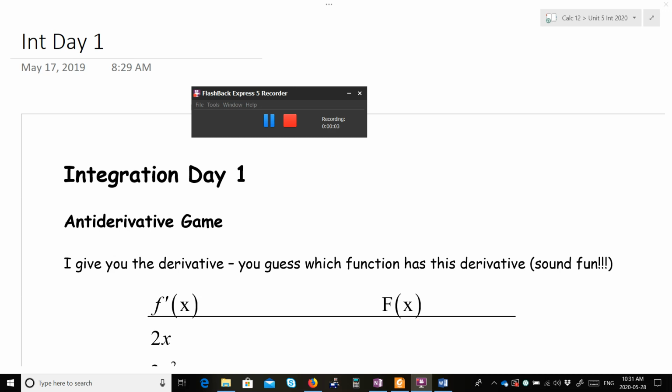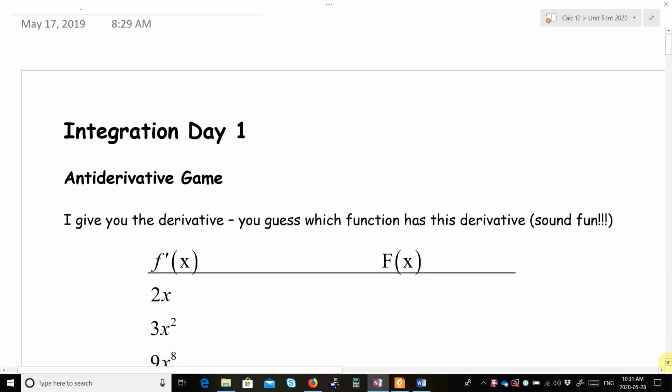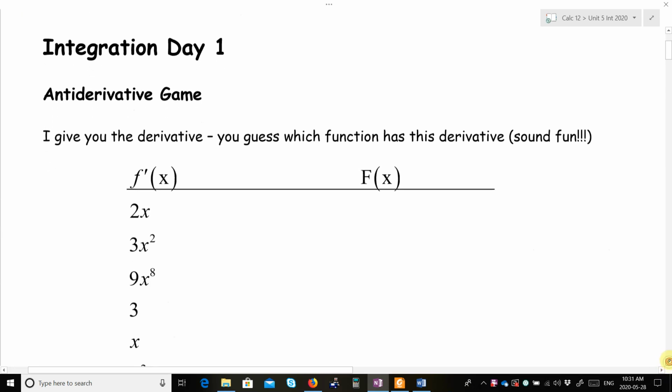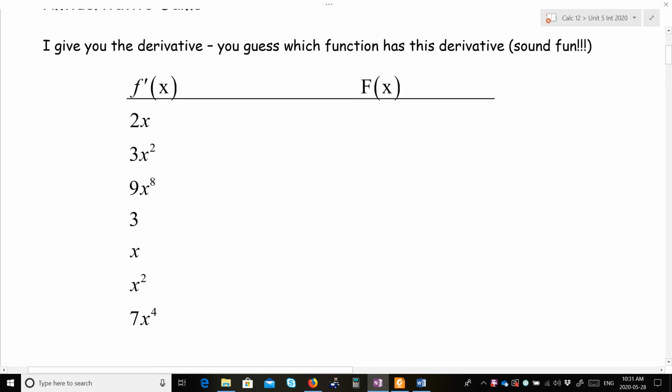Hi everybody, we are on to Unit 5, which is integration, and today we are going to do integration day 1, and we'll start off with what's called the antiderivative game. It says, I give you the derivative, you guess which function has this derivative. Sound fun? Okay, so now we're kind of working backwards from differentiation.